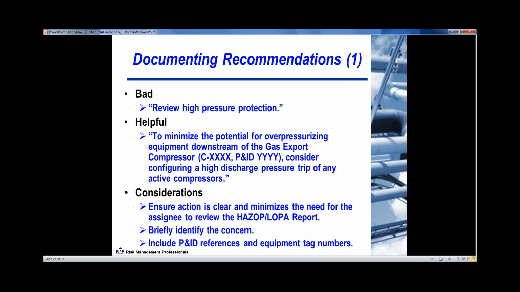Briefly identifying the concern leads them to be thinking about, is the action adequate? And also including P&ID references and equipment tag numbers. Absolutely essential if you want somebody to do the right thing.